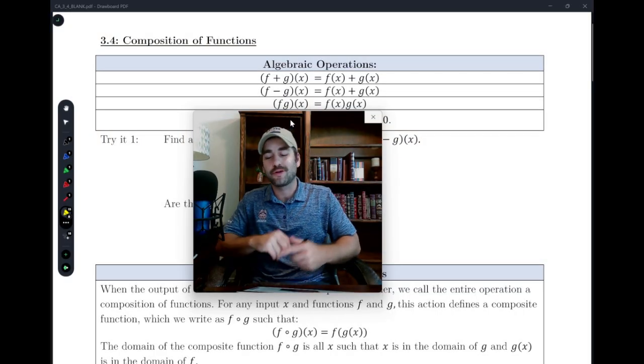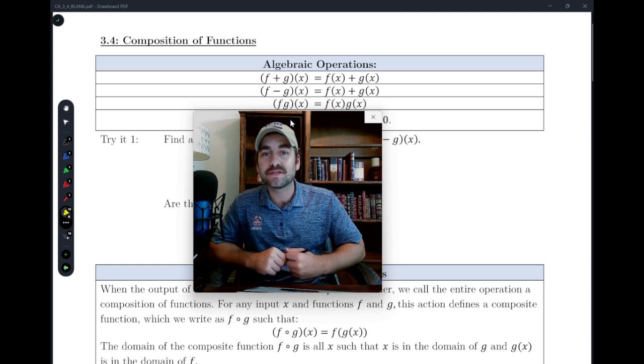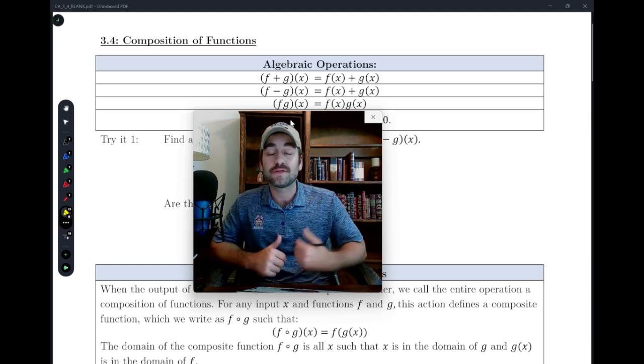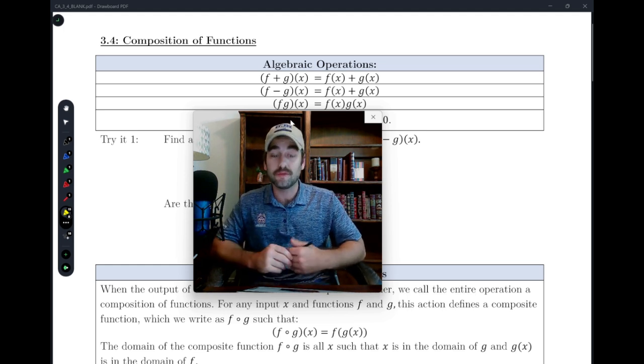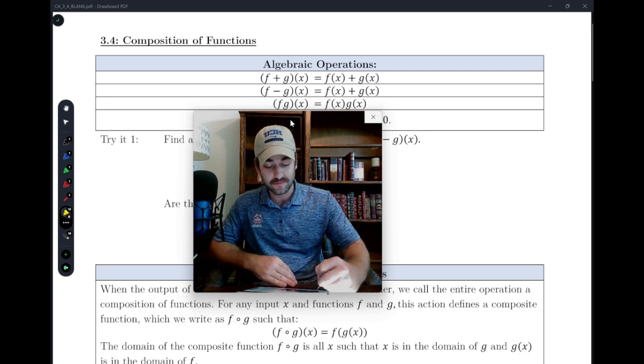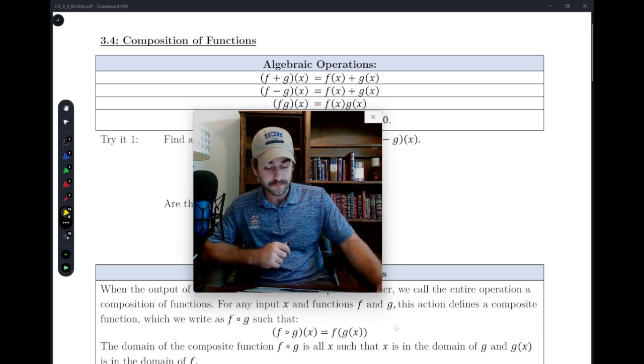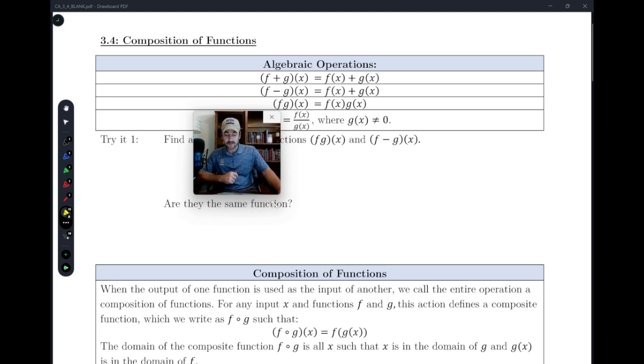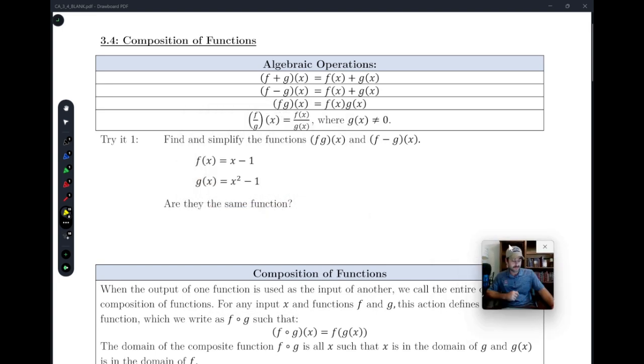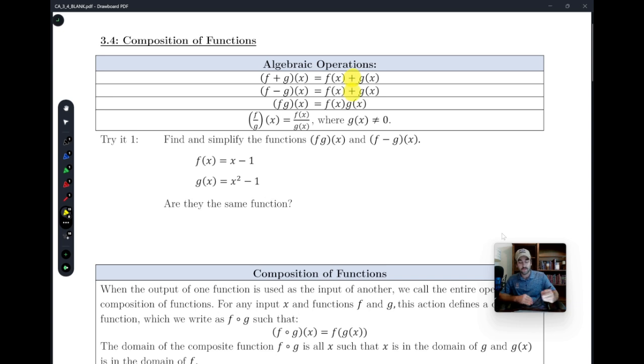Welcome back. Today we're going to be looking at section 3.4, which is composition of functions, which also includes operations on functions and the four main ones. So we're going to dive right in because we've got a couple different things to cover today. The first of which is going to be the four primary operations, which we've already seen happen on integers and on real numbers, but happen on functions.